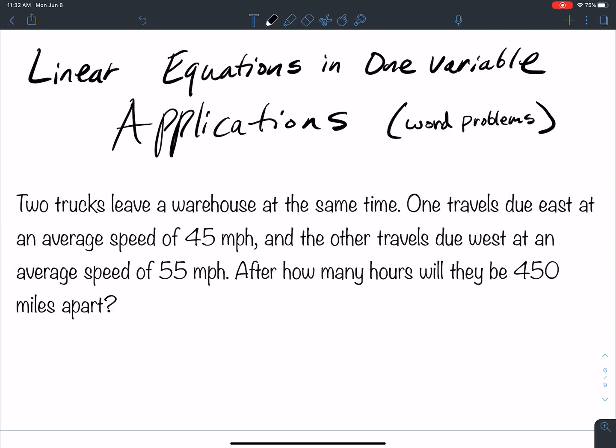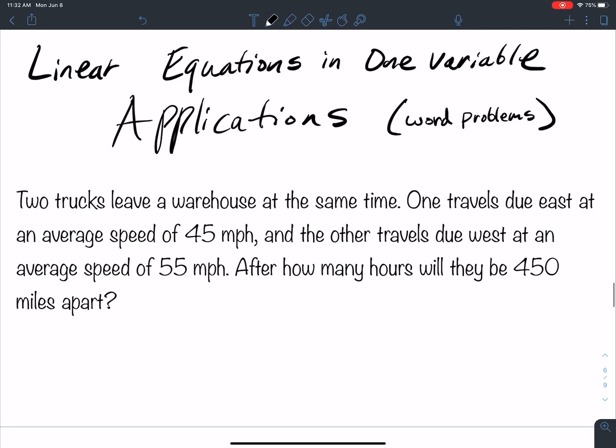In this video, we're going to do linear equations in one variable applications. So we've got two trucks leaving a warehouse. We've got this warehouse here, and then two trucks leaving the warehouse at the same time. One travels east at an average speed of 45 miles per hour.